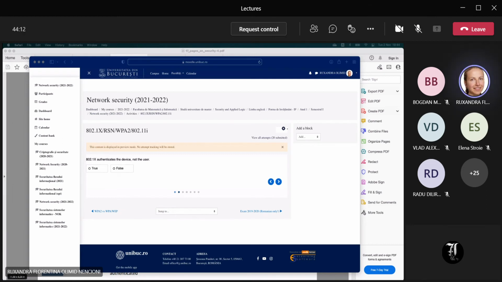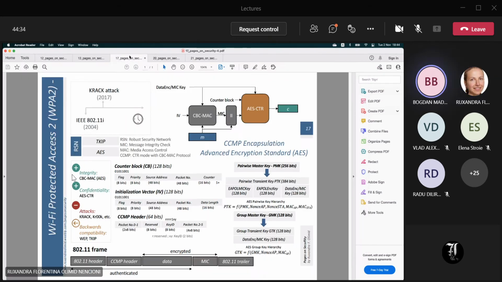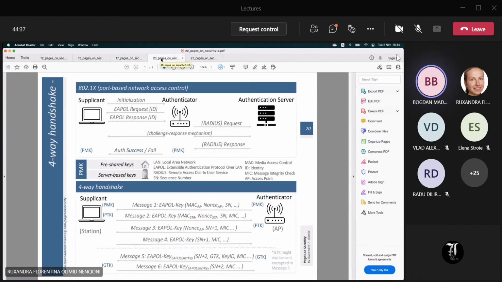This is true or this is false? It is false. Why? It's not authenticating the device, but it's authenticating the user. Because a user might try to connect from a different device. Yes. In any case, I think it's by design.